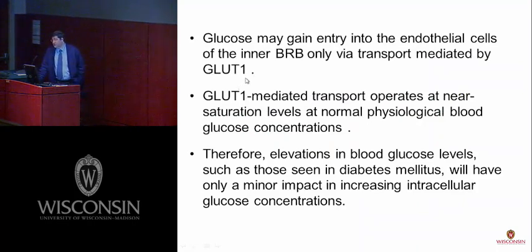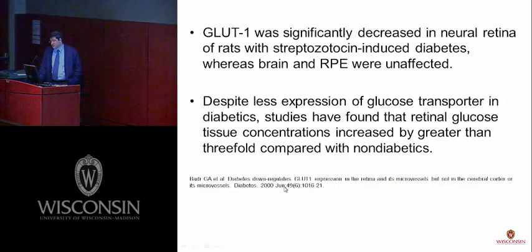So in the inner blood-retinal barrier, glucose is transported through the endothelial cell via GLUT1 to the retinal tissue. And in the normal physiological state, this transporter works near the saturation level. So increased blood glucose in the diabetic patient has little impact on the hyperglycemia in the retinal tissue.